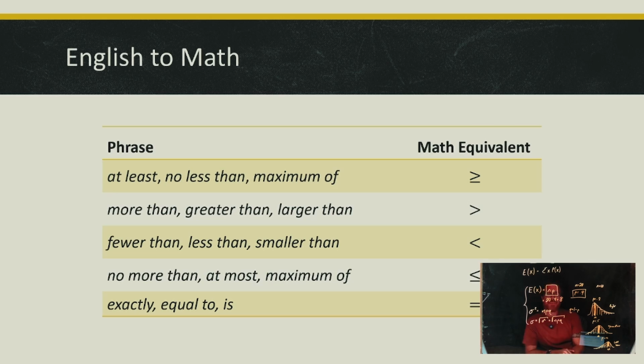So the second one, we have more than, greater than, or larger than. These are all ways of saying greater, right? So if I said, what is the probability of getting more than 4 heads? That means everything that is more than 4, but not including it. I could also say, what is the probability my number of heads is greater than 4? Or what is the probability that I have a number of successes larger than 4 when I'm flipping a coin? Something like that. These are all ways of saying greater than, but not including.